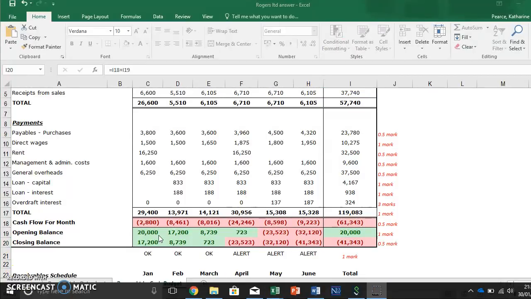Just finally, conditional formatting. We talk about it on page 50 of the workbook. Just remember you're going to Home, you're clicking on conditional formatting. I can't do this because I've protected my work.